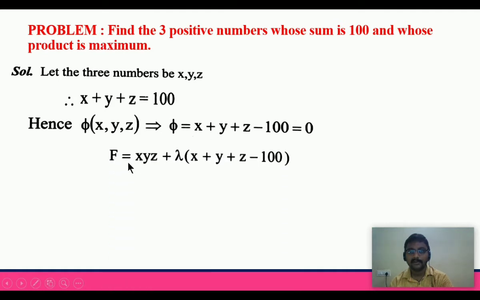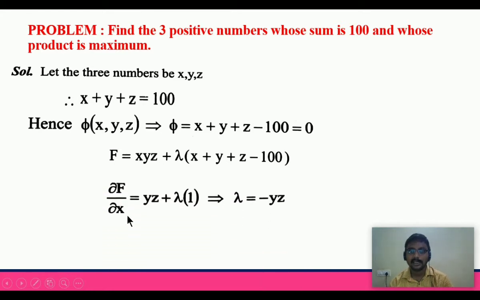Now the Lagrangian function is capital F is small f plus lambda into phi, where small f is the product of the required three positive numbers, that is xyz, plus lambda into phi, just replacing the values in the Lagrangian function. What is the Lagrangian function? Capital F is small f plus lambda phi. Small f is the product here, that is the expression in xyz, and phi is the constraint. The given constraint is obtained by taking the sum of three positive numbers is 100, that is phi. So replacing these values, now we have to obtain ∂f/∂x.